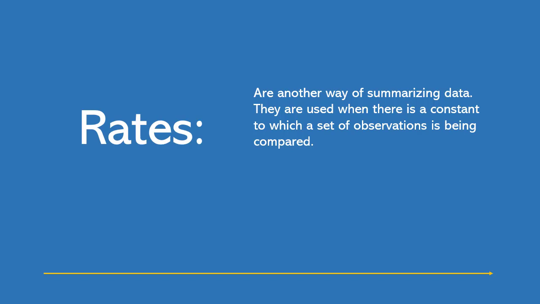So rates are another way of summarizing data. We use them when we want to make a comparison. Here are 3 examples. That slash character means per. So we have thefts per vehicle owned, children per family, guns per person, etc. Let's take a closer look.